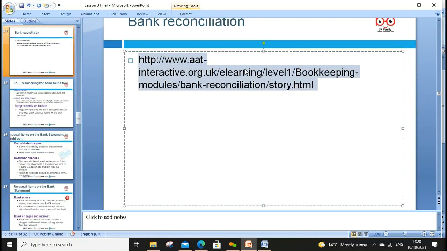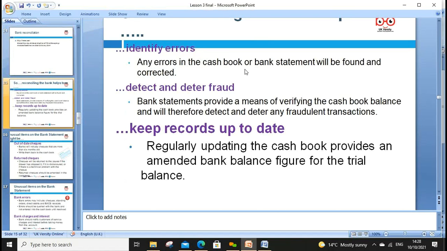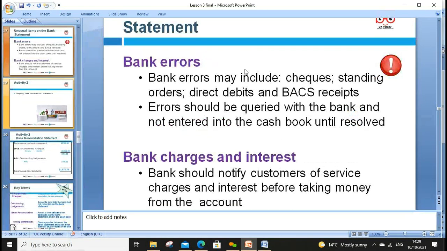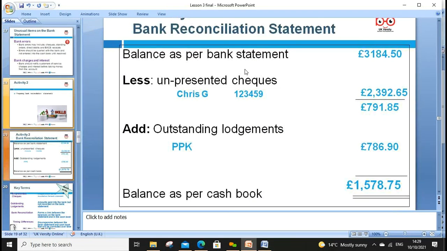So I copied the links for you. Go through them, identify any error in the cash book and the bank book, which will be found, corrected and deducted, and we need to make sure we keep records of all out of date checks. The bank will not pay checks that are more than 6 months old. When the check is presented, write them back to the cash book and returned checks will be paid. So we need to make an adjustment. The bank can make errors as well, so we need to make that adjustment too.